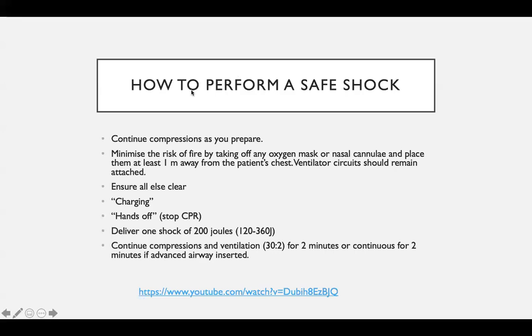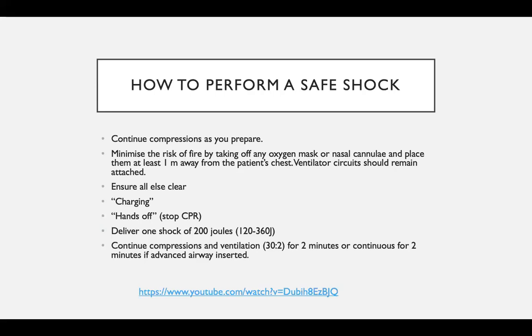So if we see a patient in VF or pulseless VT, how do we perform a shock? So firstly, we should continue chest compressions as we prepare for the shock. We should minimize the risk of fire by taking off any oxygen masks or nasal cannulae and taking them at least 1 meter away from the patient's chest. If the patient is connected to a ventilator, including an i-gel, then we can leave that attached, but the anaesthetist should move away from the patient while the shock takes place. You ensure everything else is clear from the bed, so all leads and everything, no one is touching them.